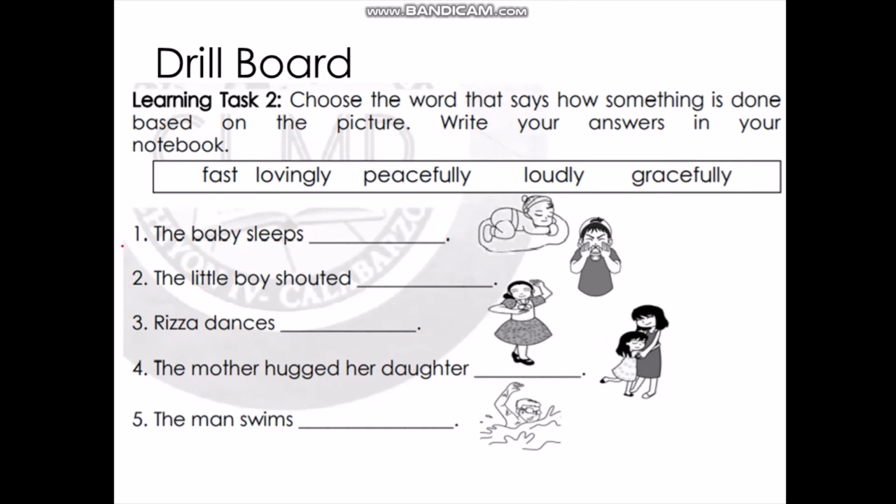Times up, boards up. The correct answer is peacefully. Number 2. Erase your answer. Now number 2. The little boy shouted blank. Fast, lovingly, peacefully, loudly, gracefully.